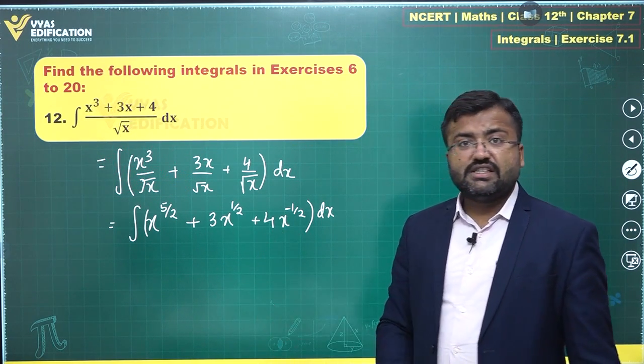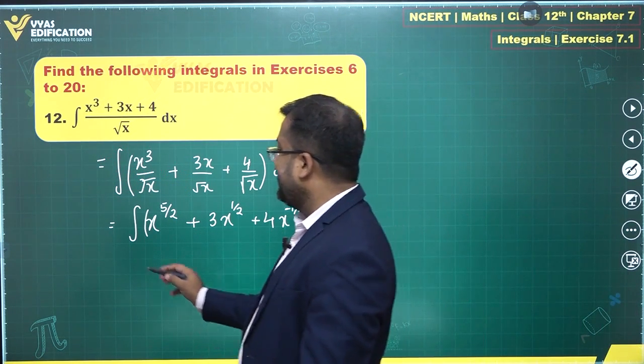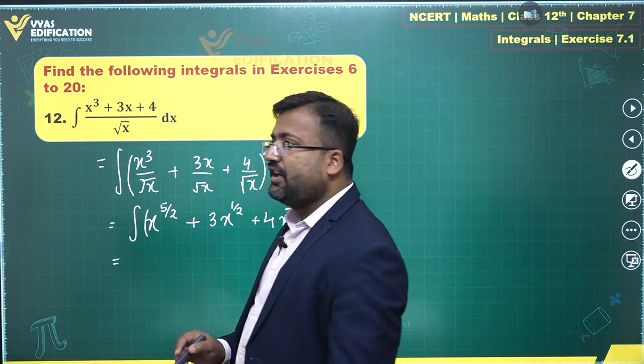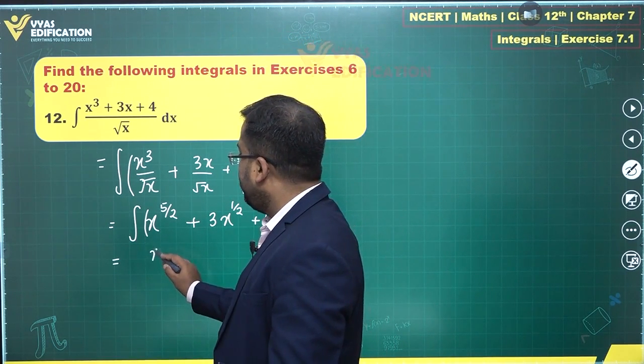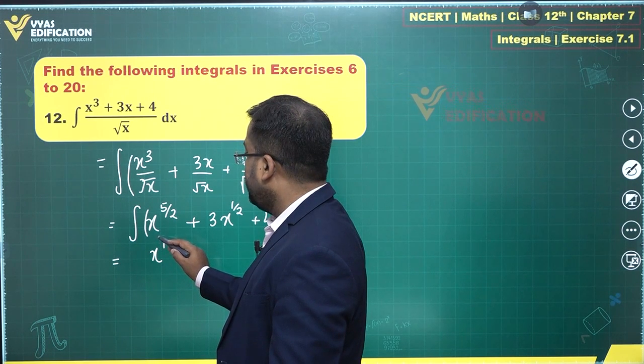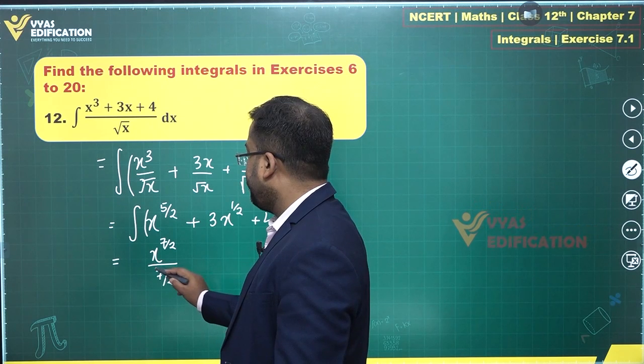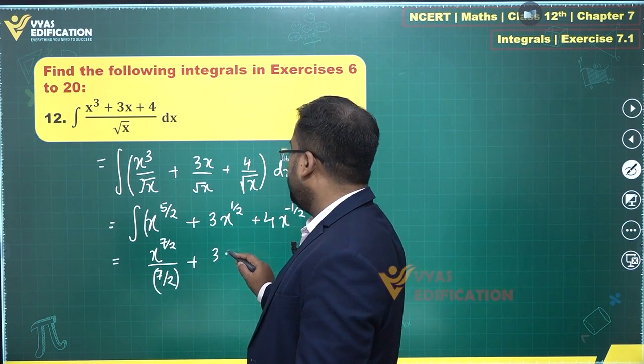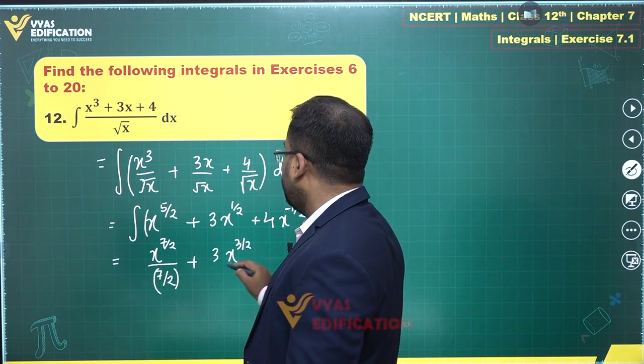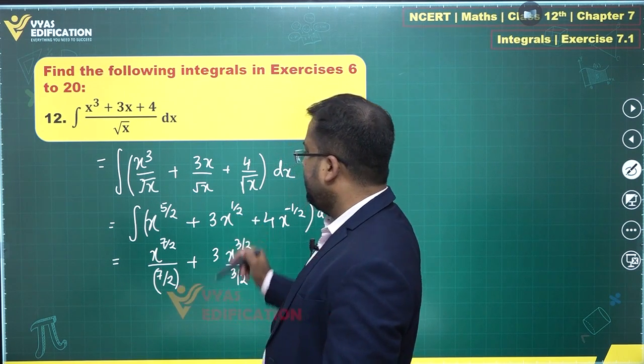Now I can separate out these 3 terms and then take their integrals. Now what will be the integral of x power 5 by 2? This will be x power 5 by 2 plus 1, which is 7 by 2, whole divided by 7 by 2. Plus 3 times, this will be x power 3 by 2 upon 3 by 2. You add a 1, right?